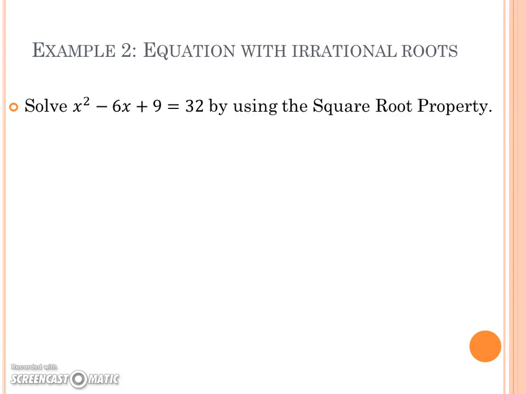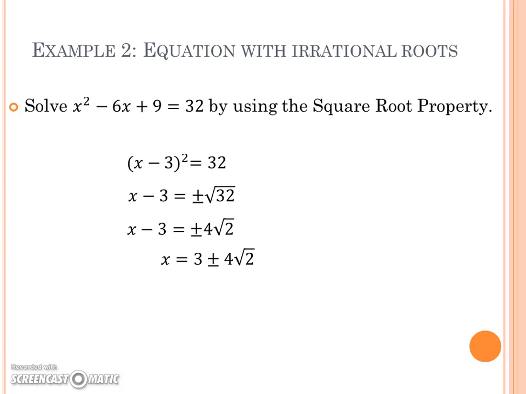Our next example, an equation with irrational roots. You have x squared minus 6x plus 9 equals 32. We can factor the perfect square trinomial, which is (x minus 3) squared. Square root both sides, we get x minus 3 equals positive or negative square root of 32. The square root of 32 simplifies to 4 radical 2. We add 3 to both sides, so we get 3 plus or minus 4 square root of 2. And then we write it as two equations, 3 plus 4 radical 2 and 3 minus 4 radical 2.